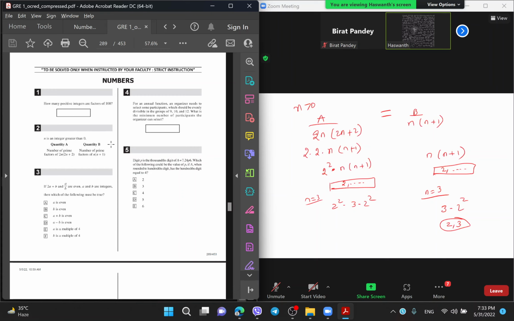So all we are doing by multiplying 2 square is increasing the power of 2. 2 square into 2 square will become 2 power 4. But no new prime factor is coming. This also has 2, 3 as prime factors. So both 2n into 2n plus 2 and n into n plus 1 will have the same number of prime factors. Both quantities are equal. We will select C, that both are equal.